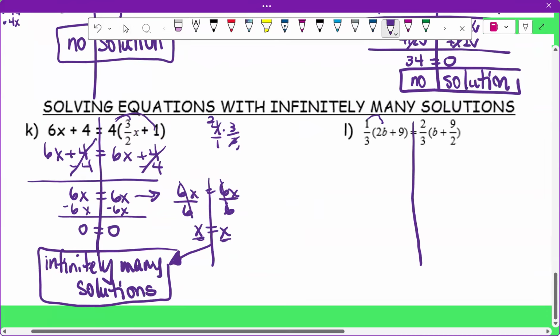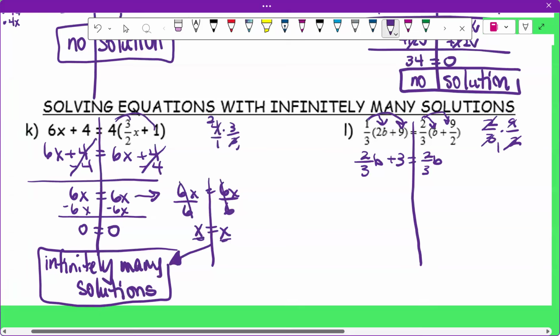So if we distribute 1/3 to 2b, we have 2/3 b. 1/3 times 9 is 3. 2/3 times b is 2/3 b. And 2/3 times 9 halves. The 2's cancel out. 3 goes into 3 once, into 9 3 times. And once again, we notice we have 2/3 b plus 3 equals 2/3 b plus 3, which means we have infinitely many solutions.